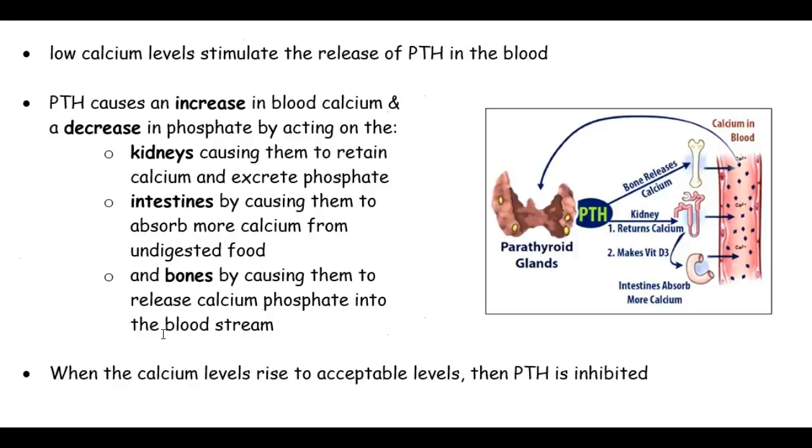So overall, once the calcium level in your blood reaches that set point, that's when your parathyroid gland is going to stop secreting PTH. It's going to inhibit the production of PTH and the secretion of it from the parathyroid.